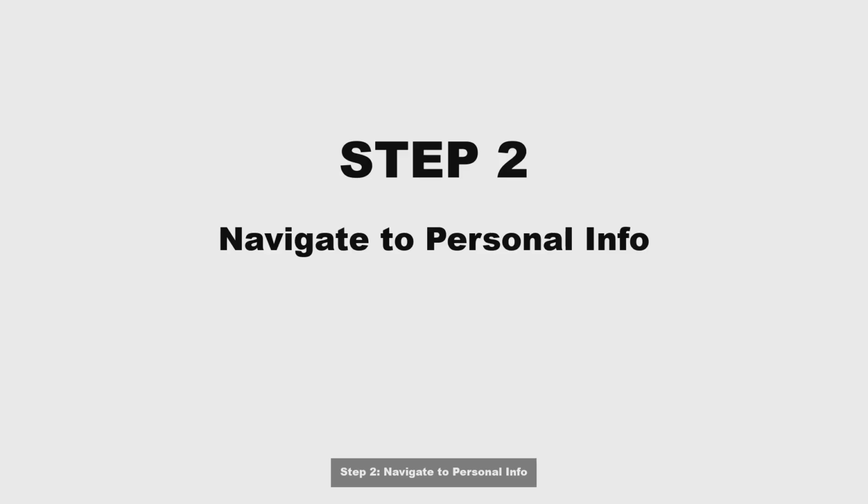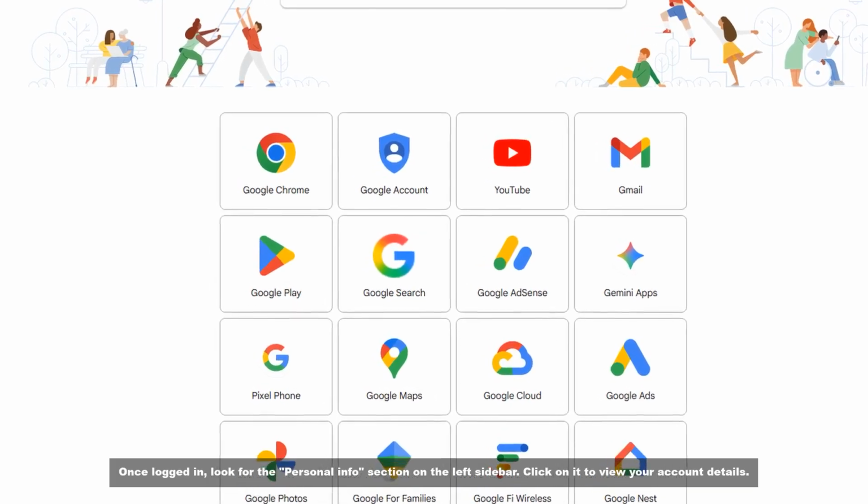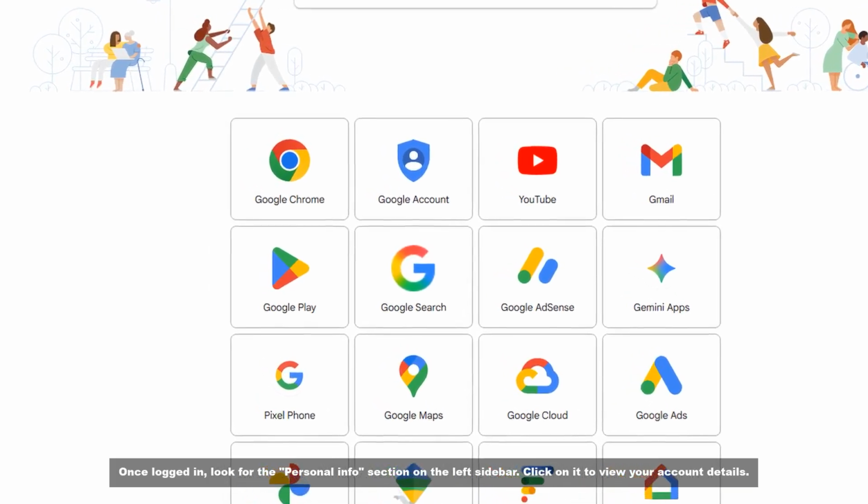Step 2. Navigate to Personal Info. Once logged in, look for the Personal Info section on the left sidebar. Click on it to view your account details.